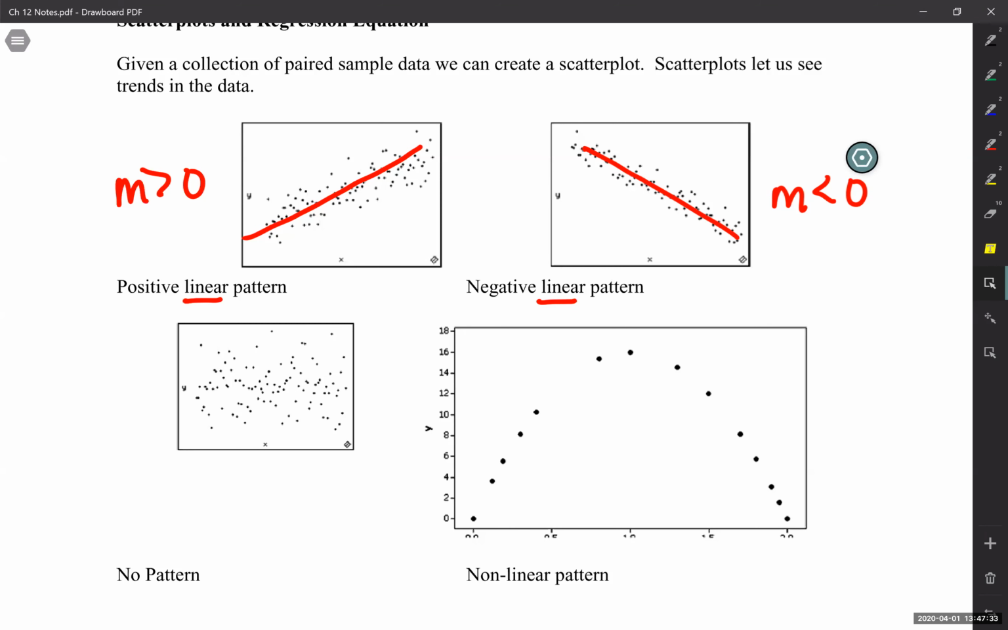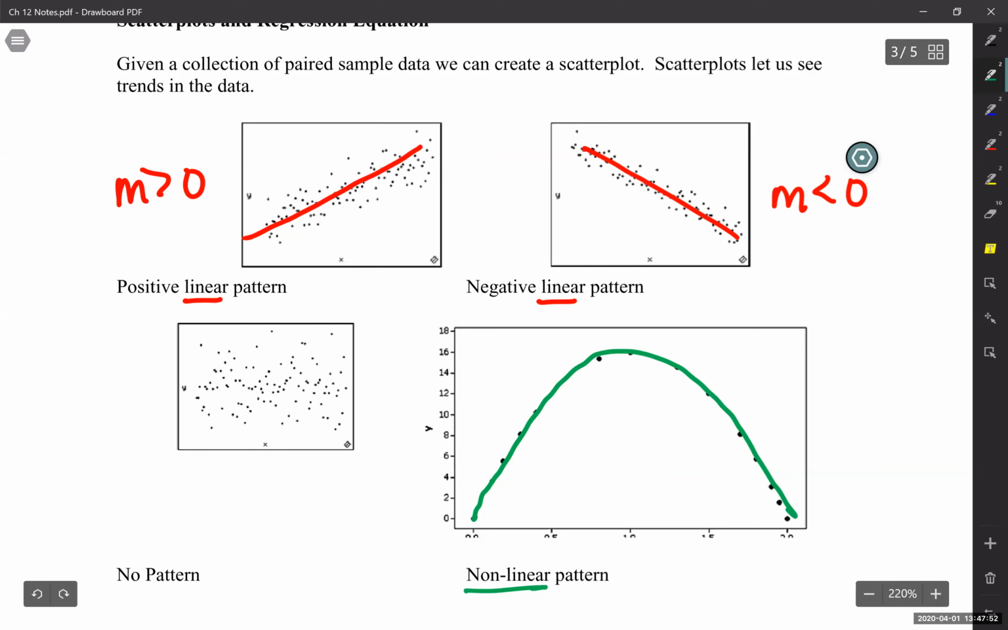And then finally, we have a nonlinear pattern, because I could describe this. It kind of looks like a rainbow. So I could describe it, but I couldn't describe it with a word that means a line, because rainbows are not straight lines. So it does have a pattern. The pattern is just not a line, or in other words, non-linear.